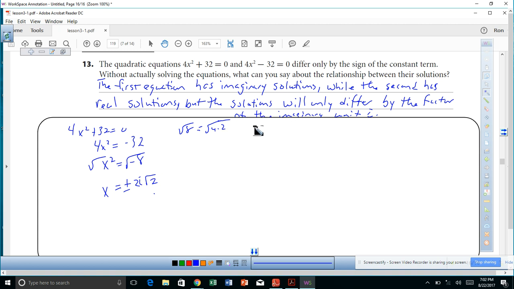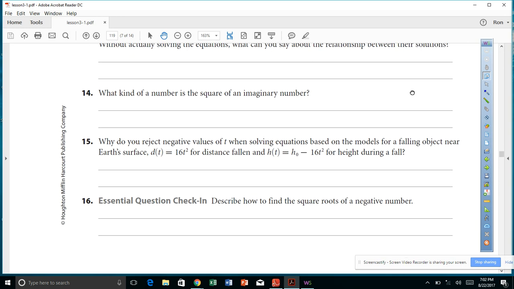All right, now let's do the other one. 4x squared minus 32 equals 0. We'll add 32 to both sides. So you got 4x squared equals 32. Divide both sides by 4, and we got x squared equals 8. So take the square root of both sides, and you got x equals plus or minus 2 times the square root of 2. So the only difference is this one has an i and that one doesn't have an i. Okay, that's what we're talking about.